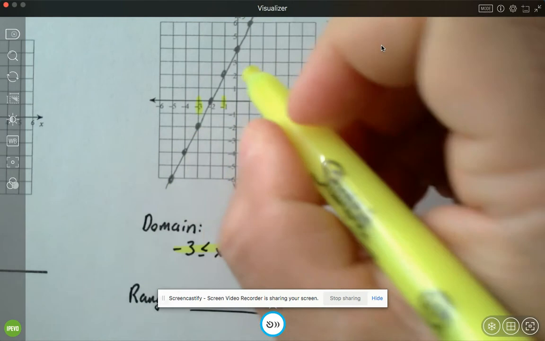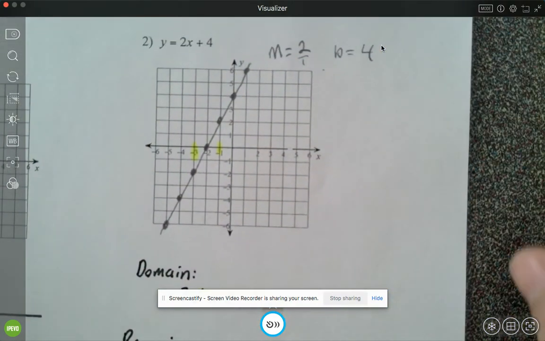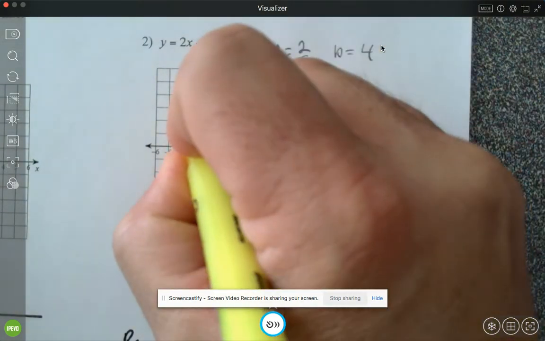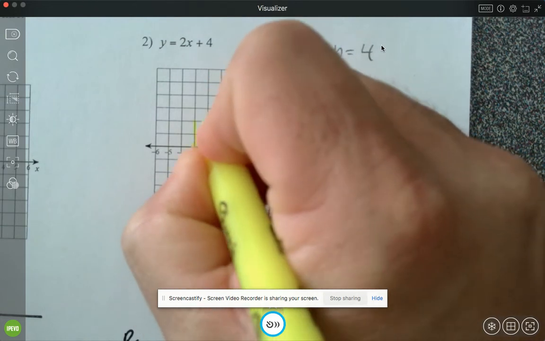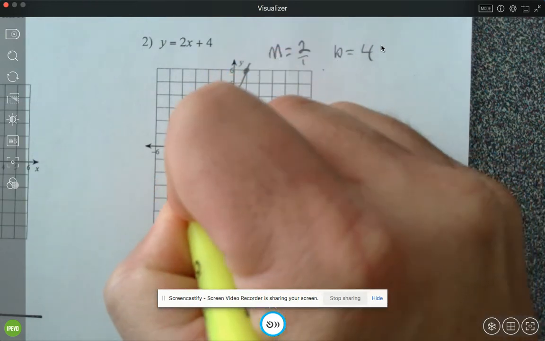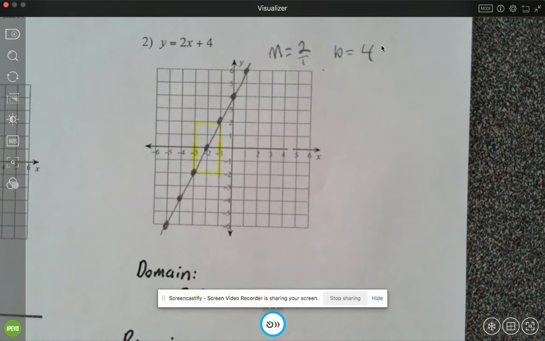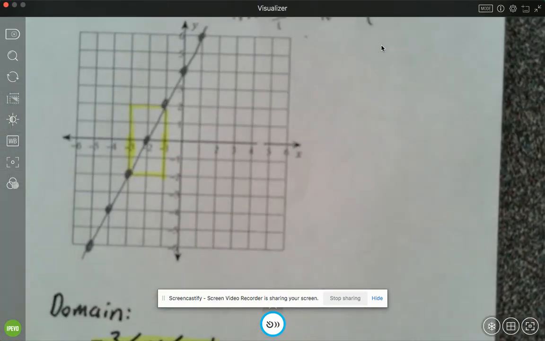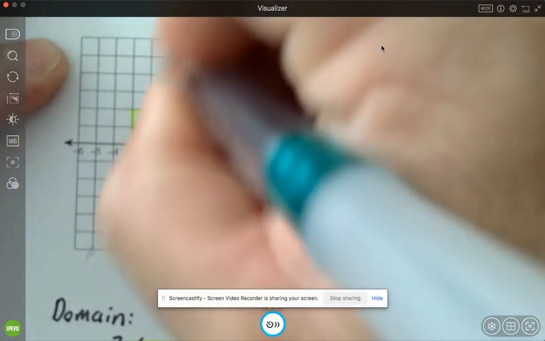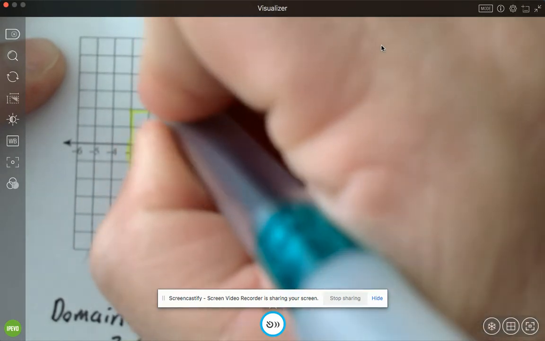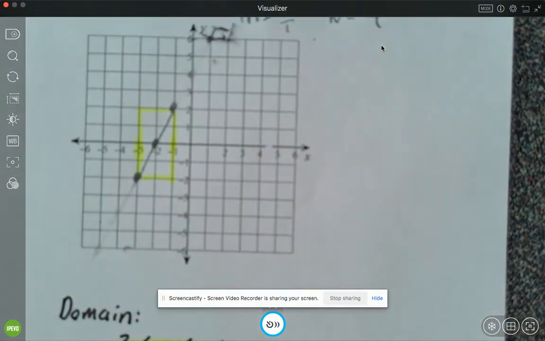Okay. So basically, anything outside this little limit here, I should erase. So it looks like it's just this section right here that I'm graphing. So I'll go ahead and erase that like this. So that's my graph. My restricted domain is just that part right there.